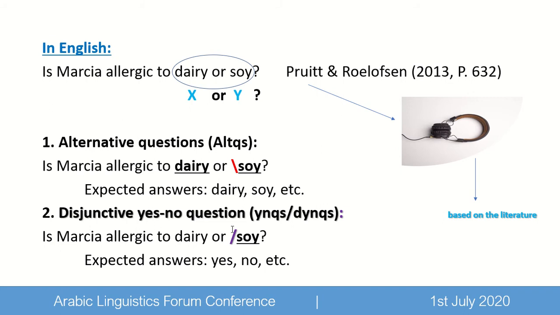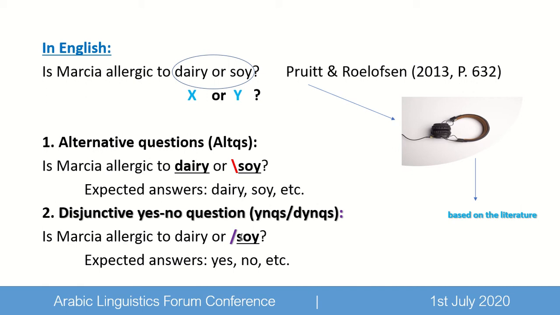But if we have a final rise and just one of the X or Y is accented, a single accented disjunct, in this case we obtain a yes-no reading. So the expected answer would be something like yes, no. Pruitt and Roelofsen took these disambiguating cues from the literature and used them in a perception study to see the effect of the intonation and the effect of the accents on disjuncts on the disambiguation of both types of questions.